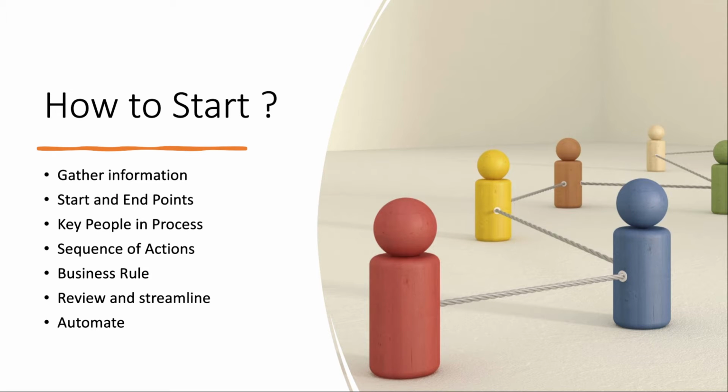So how to start? Of course, we cannot simply start the business process until we understand what the business process is. So we have to gather the information. We have to understand where we will start and where we will end. And then we have to see who will be the key people involved in this process. Then we will sequence the actions: who will do the activity first and who will do the activity last. And then the business rules, of course, we might have our policies in place, our business logic in place.